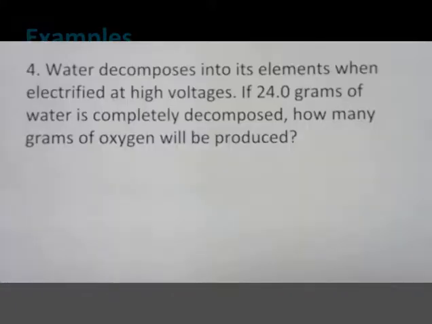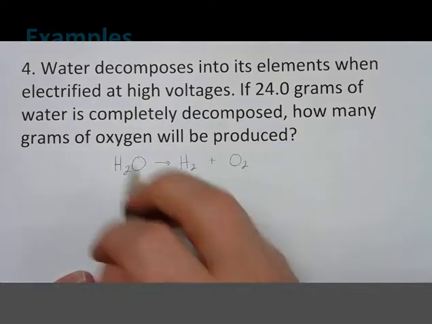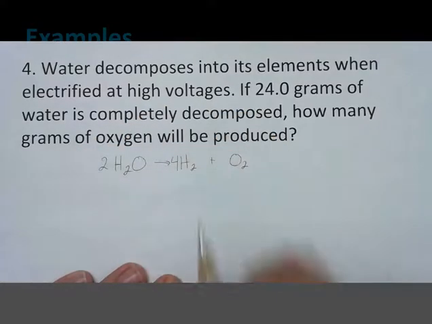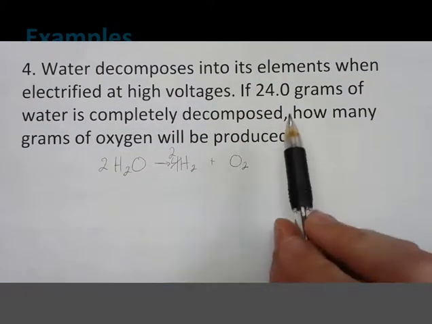Okay, the next example, water decomposes into its elements when electrified at high voltages. So that's going to be hydrogen and oxygen. If 24 grams of water is completely decomposed, how many grams of oxygen will be produced? We need to have a chemical equation, a chemical reaction to go off of with this, because the mole ratio is going to be important. Hydrogen and oxygen are both diatomic, so it has to be H2 and O2. To balance it, we need a 2 here and a 2 there. 4 hydrogens total. Okay, so let's start with what we're given.